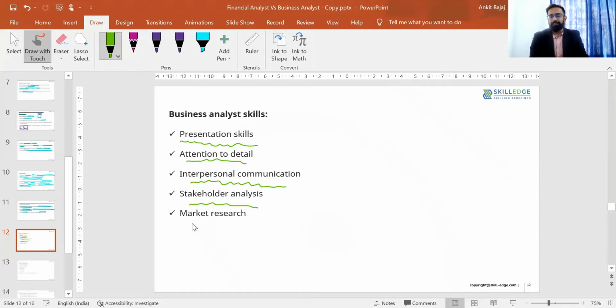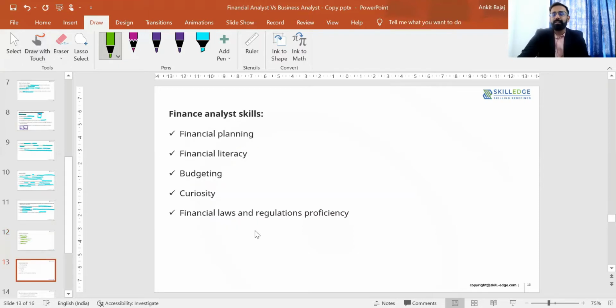And market research. Definitely you will be suggesting organization how they can compete with their competitors. So you should know how to do market research. You have to suggest them what can be the target customer of that company, right? So there are many things, how they can advertise their product in market. There are many things which you will be suggesting and you should have the knowledge of market research.